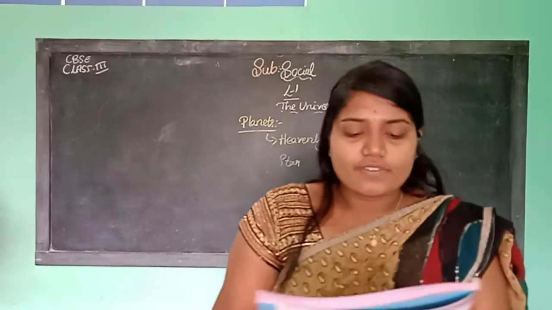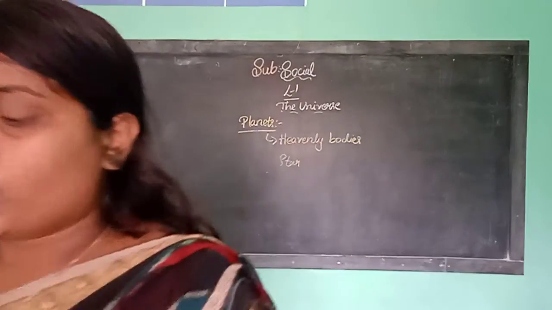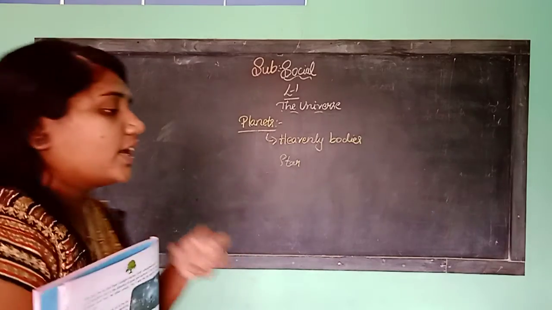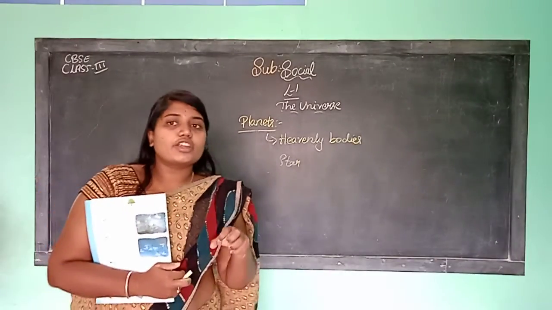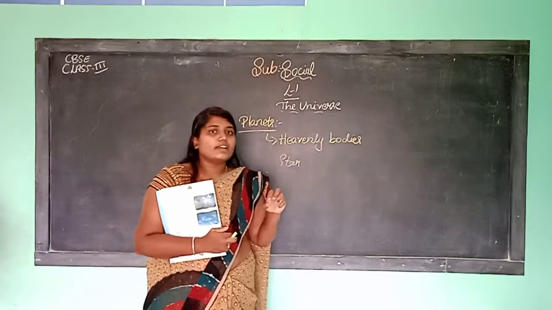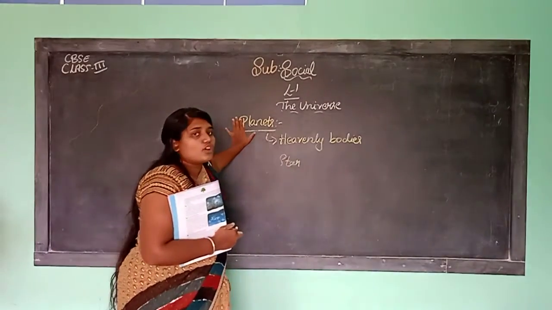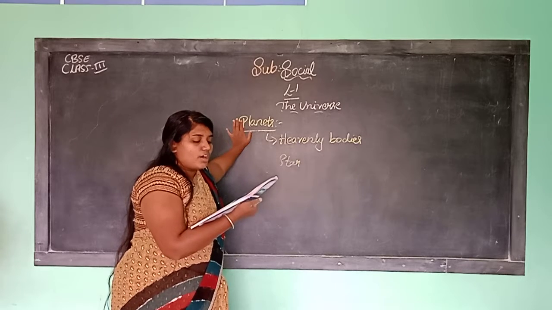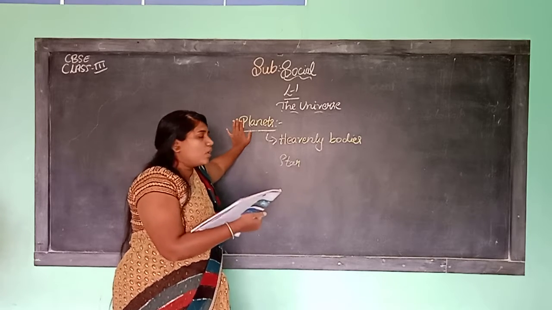They do not have heat and light of their own. So these planets do not have their own light and heat. They get it from the star they move around.